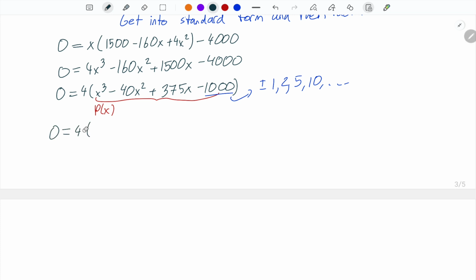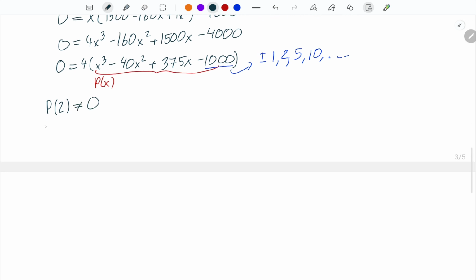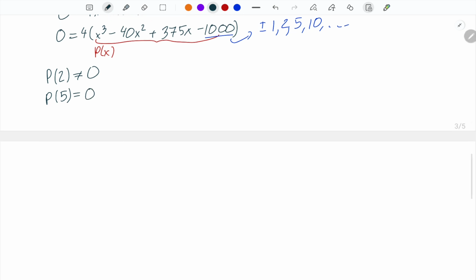All right, so let's go ahead and use factor theorem. So start testing numbers. If you test out 1, well, look at those numbers, 40, 375. Things aren't going to cancel out when you check out 1. So you can kind of skip past that, just visual inspection. If you try out 2, that's not going to work. 3, 4 are not factors of 1,000, so you can skip those. Plug in 5, and well, what do you know? 5 cubed minus 40 times 5 squared plus 375 times 5 minus 1,000 does actually end up giving you 0.